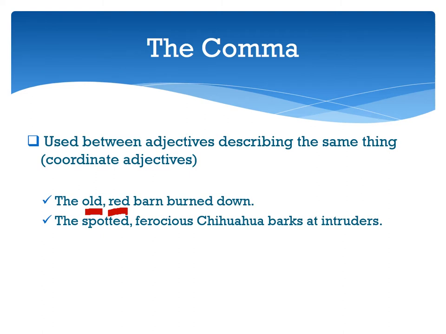Here's another example. The spotted ferocious chihuahua barks at intruders. I'm talking about Pip again there, which is short for pipsqueak. And so again, we have two adjectives that describe Chihuahua. So we have spotted and we have ferocious. Those both tell us about the Chihuahua. It's a ferocious Chihuahua, it's a spotted Chihuahua. And so we just combine those together. The spotted, comma, ferocious Chihuahua barks at intruders.